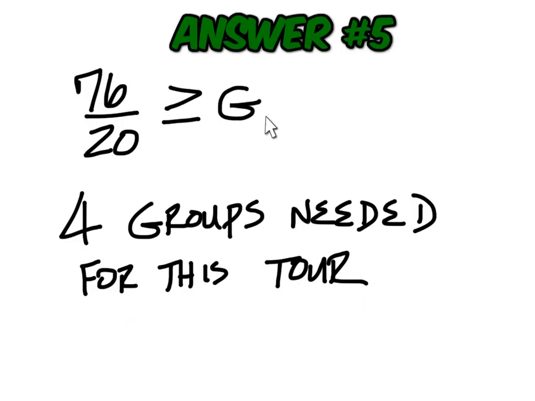And we came up with this in class yesterday. 76 divided by 20 must be greater than or equal to g to come up with the number of groups. And the number of groups you need for this one is 4. So we answered that one in class.